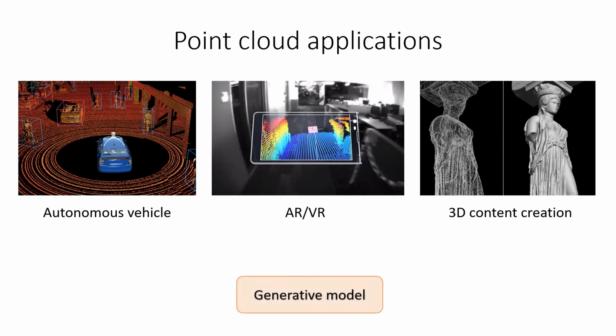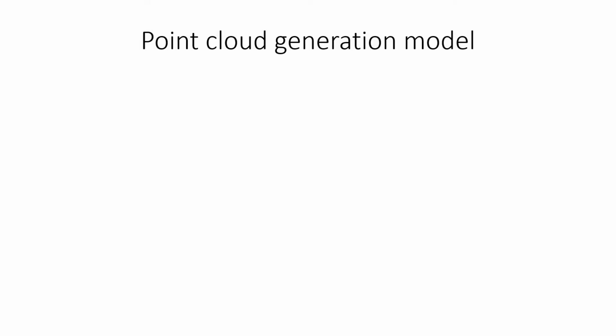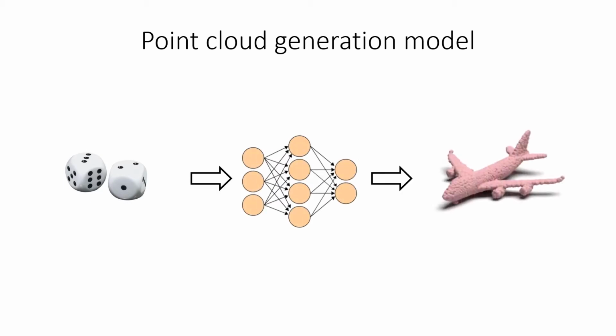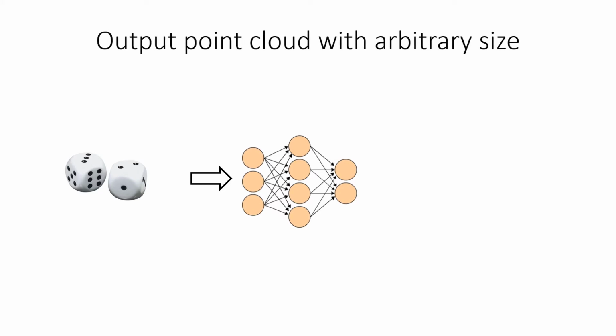Or artists may want to further manipulate scanned objects to create new objects and designs. A generative model for point clouds can create additional training data for recognition, complete scanned objects, or synthesize new ones. We are interested in learning a generative model that maps random noise to shapes represented as point clouds. Point clouds can have an arbitrary number of points, so the model should allow us to sample an arbitrary number of points from the shape.